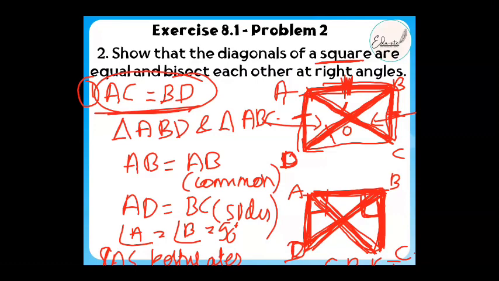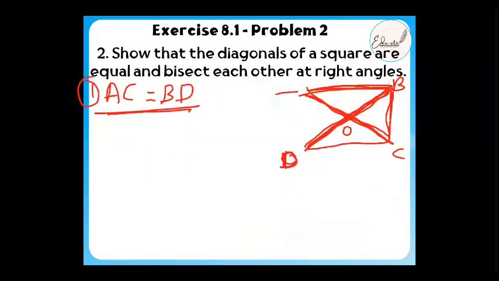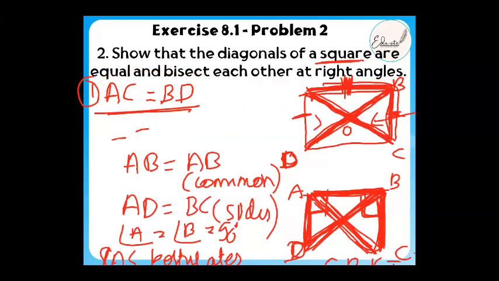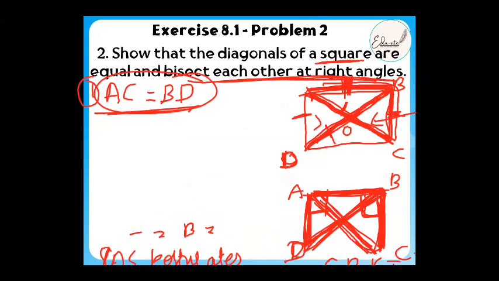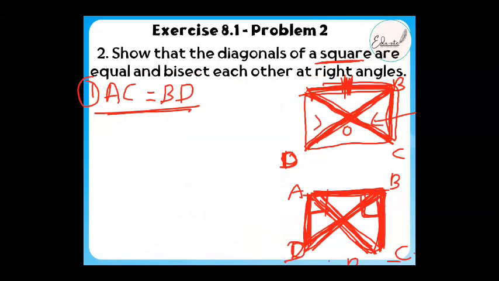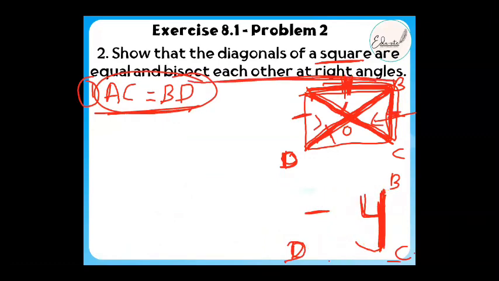Is it done? Or do we have more to prove? We have more to prove. We have to prove that they bisect each other at right angles. How will we prove that? What would you have to prove? We have to prove that this is equal to 90 degrees, correct? I told you that you have to prove it. Prove that the diagonals are standing on each other by bisecting each other, and they form a 90 degree angle there. How will you prove it?